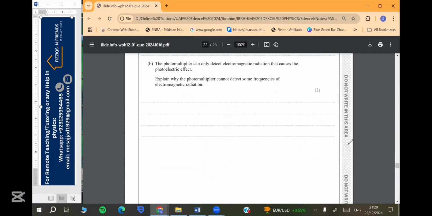The photomultiplier can only detect electromagnetic radiation that causes the photoelectric effect. Okay, explain why the photomultiplier cannot detect some frequencies of electromagnetic radiation. Okay, this is quite for sure. You see, they have said that the photomultiplier can only detect electromagnetic radiation that causes photoelectric effect. Okay, so you have to know the concept of threshold frequency.